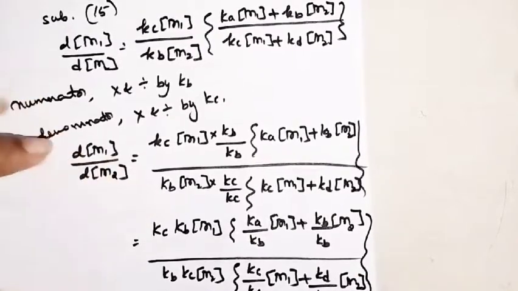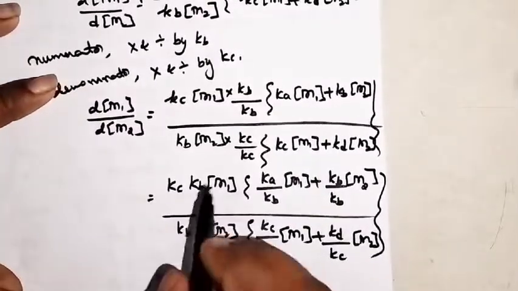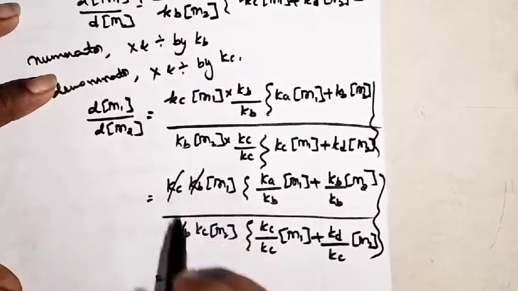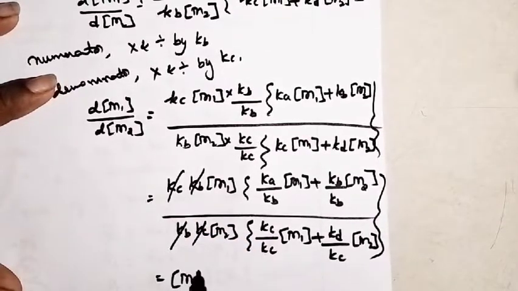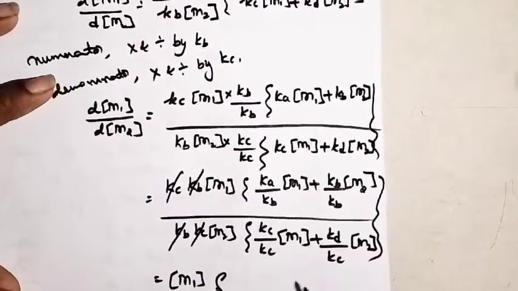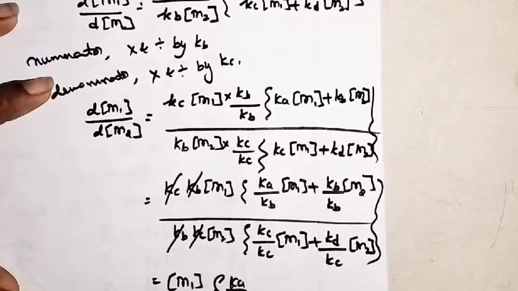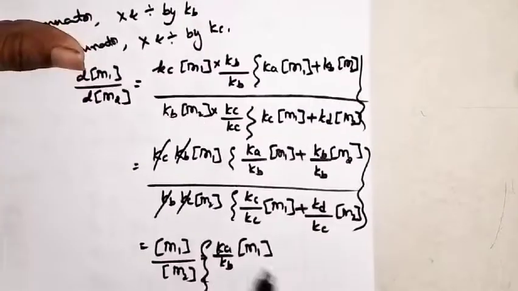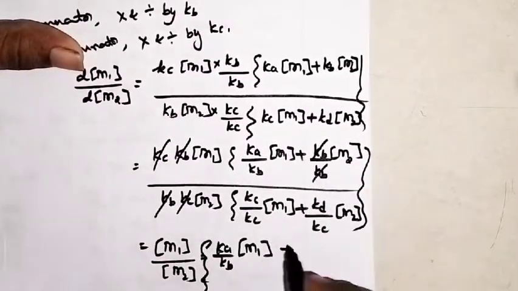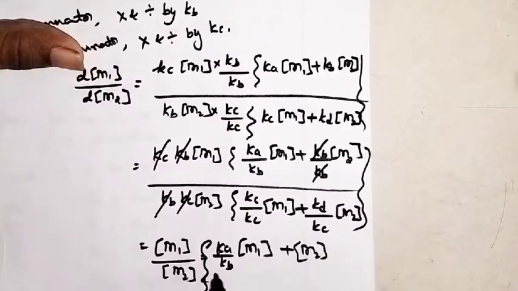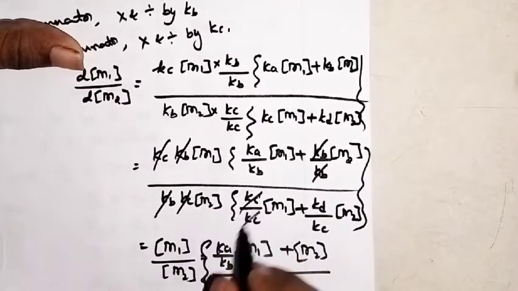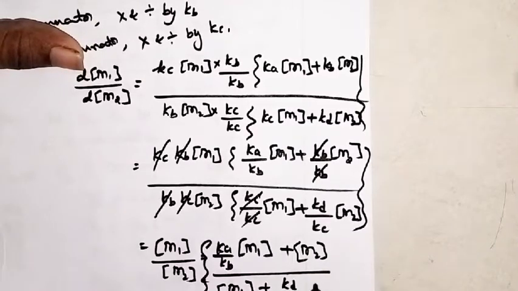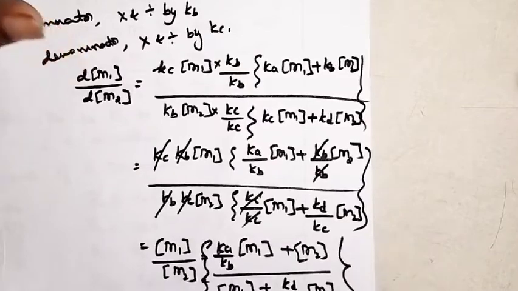Close the bracket. Now here, look here. Kb, Kb cancels, Kc, Kc cancels. So concentration of M1 by concentration of M2 is, open the bracket, Ka by Kb into concentration of M1 plus, here Kb, Kb cancels, only M2 is left, divided by Kc, Kc cancels, only M1 is left, plus Kd by Kc into concentration of M2. Okay, this is what you get.